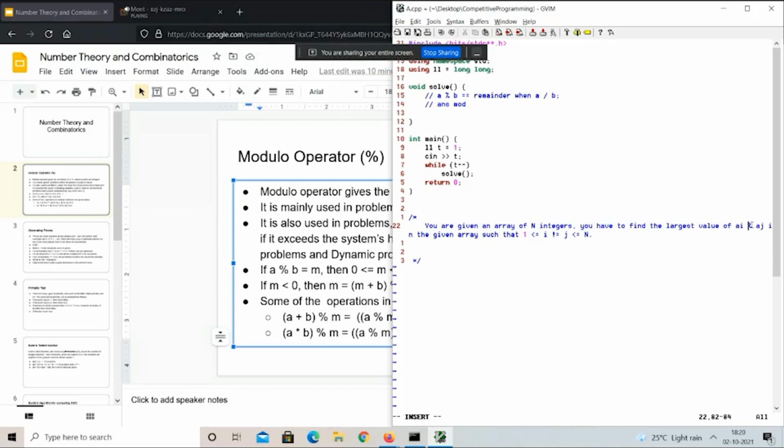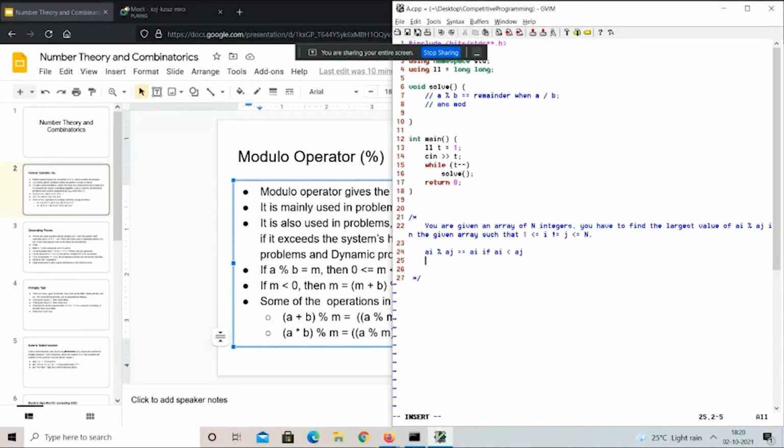So AJ is basic AI modulo AJ. All right, so in that case, what do you observe? To maximize this value, you have to find the largest AJ value. AJ means the largest value that is actually present in the array. And you know that AI modulo AJ is equal to AI if AI is less than AJ.